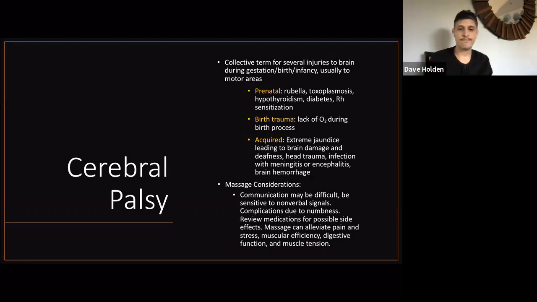Let me give another example. They may be on anti-seizure medication, right? Since cerebral palsy can lead to muscle weakness or muscle tremors, they may be on certain kinds of seizure medication to prevent the tremors. Those kinds of medications can often lead to dizziness and nausea and things like that. So we just want to be aware they may need help getting on and off the table.